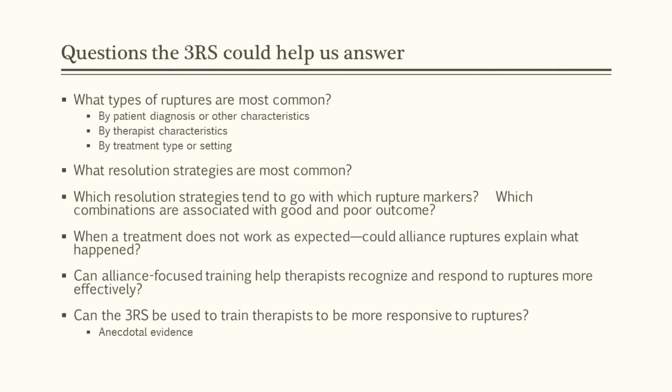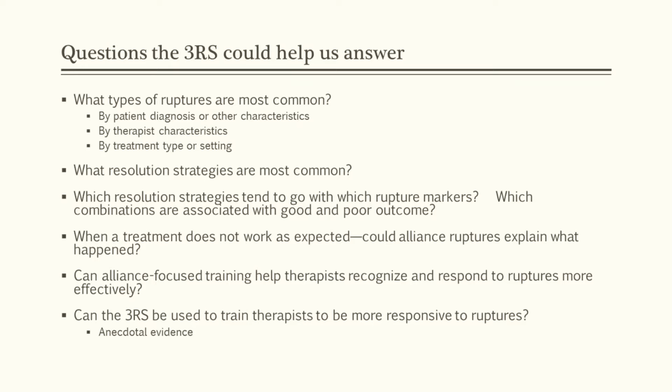What kinds of resolution strategies are most common? Does our list capture everything? Do we need to have more? Do resolution strategies vary? Do certain kinds of ruptures pull for certain kinds of resolution strategies or certain kinds of patients? Do therapists have their favorite go-to strategies? Which combinations of ruptures and resolution strategies work best? Are there certain strategies that are going to be most effective for certain kinds of ruptures or certain kinds of ruptures happening in a certain context?